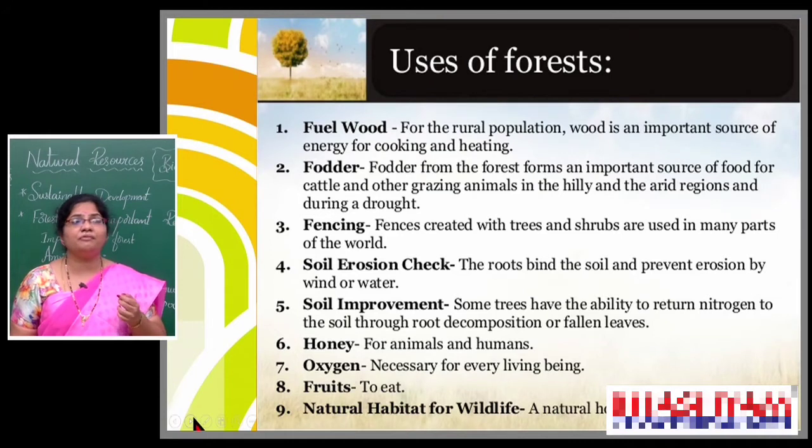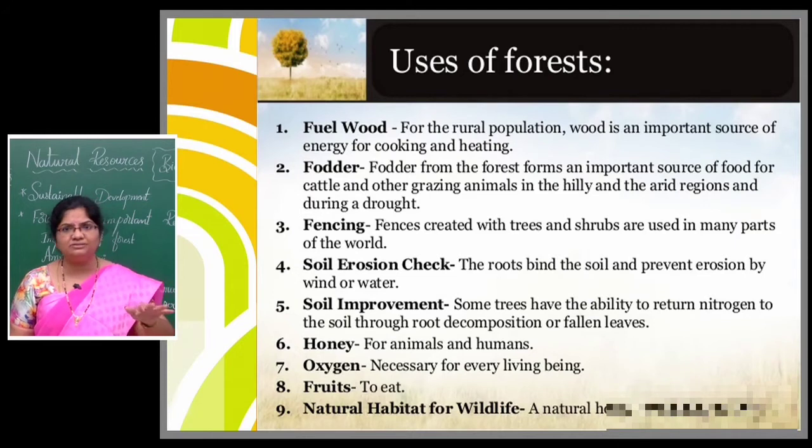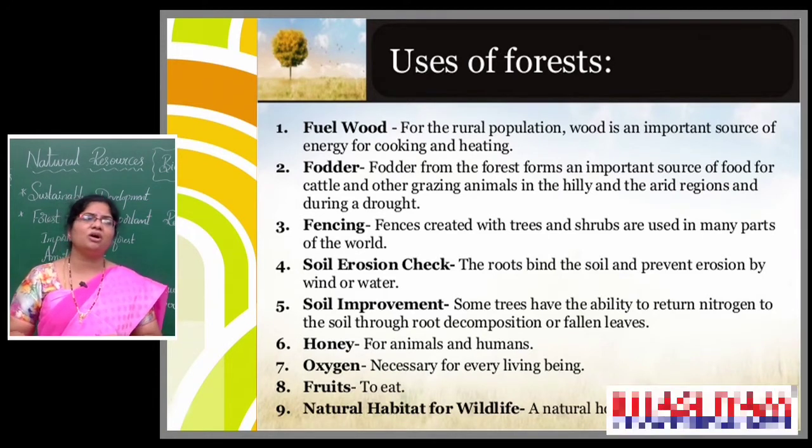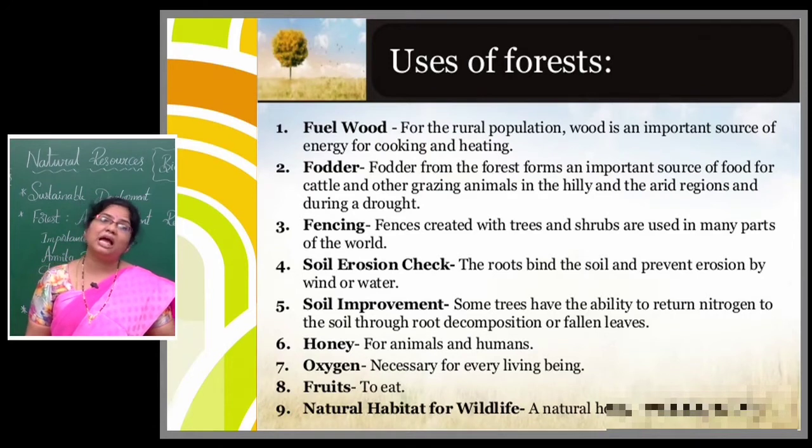Natural habitat for wildlife. So, it is a living area for several types of animals. Some animals live in the burrows, some of them on the grass, some of them on the moss, some of them on the trees. So several animals take shelter, and that is the habitat for a huge amount of organisms. So in all these ways, forest helps us.